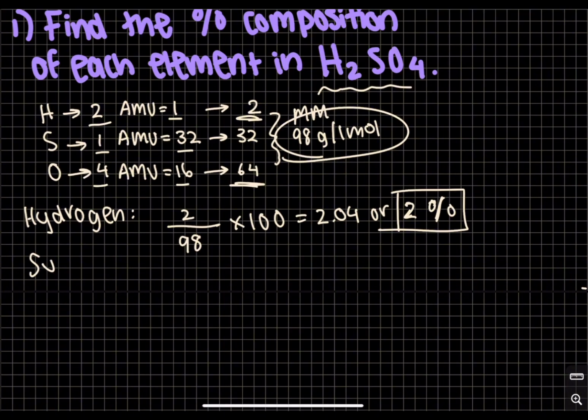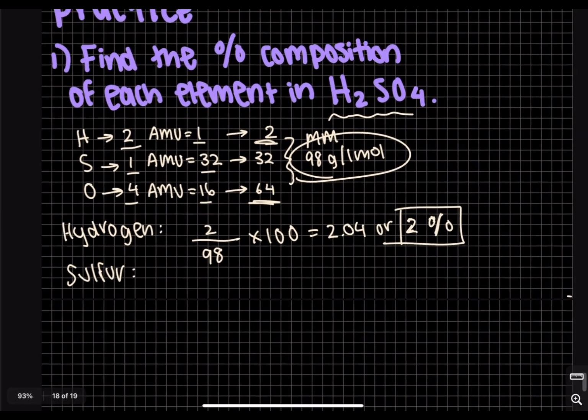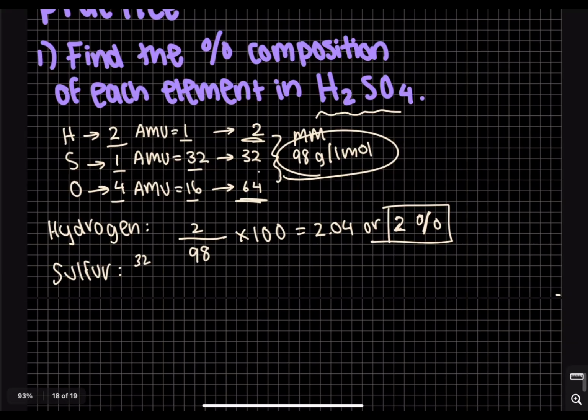Now let's do sulfur. So we're going to just follow the same process like we did for hydrogen. The mass of the element of sulfur, we had 32, right? It's right here. Over 98, which was the total mass of the compound, times 100. And this should be 32.6, or I'm just going to round up to 33%.